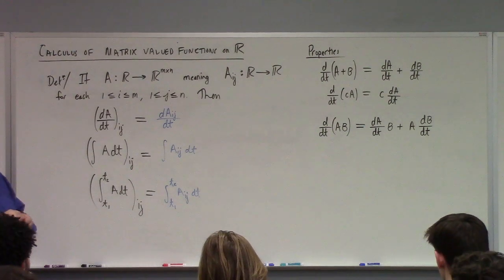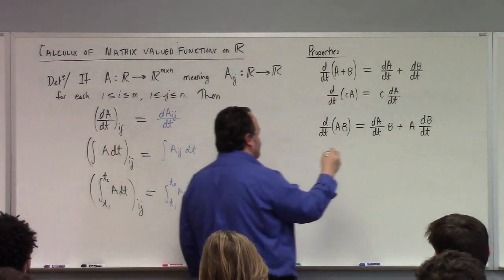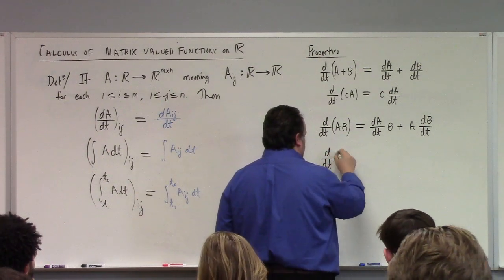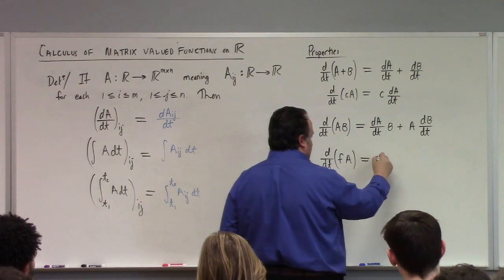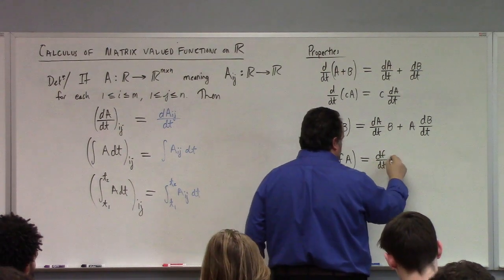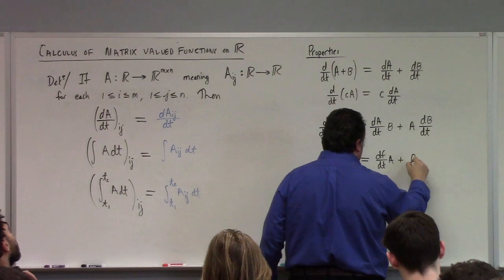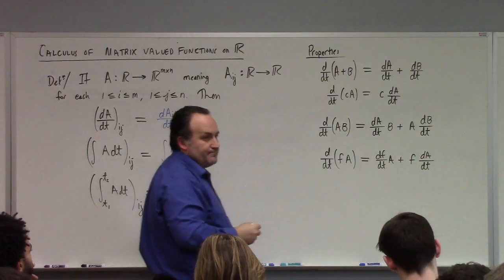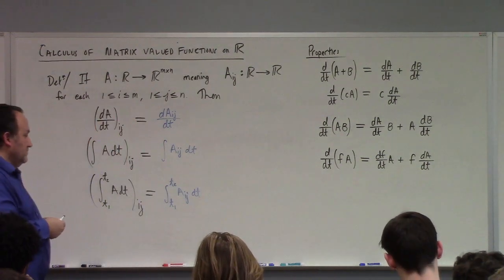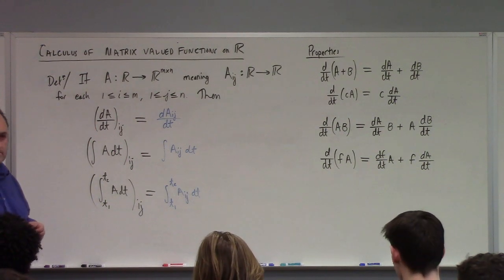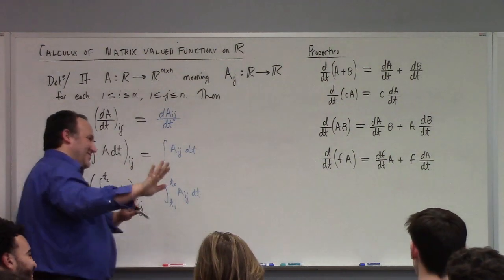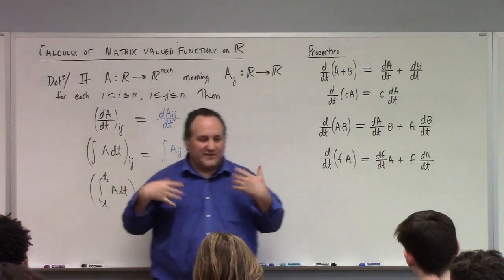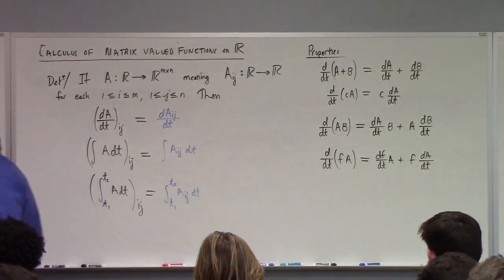If f is just a function, there's also a product rule for this. It goes like this. It's df dt times A plus f times dA dt. This is yet another product rule. What about a quotient rule? There's no quotient rule. And I don't really think, I mean, we could write down a chain rule, but I'm not going to. I don't think we ever need it.